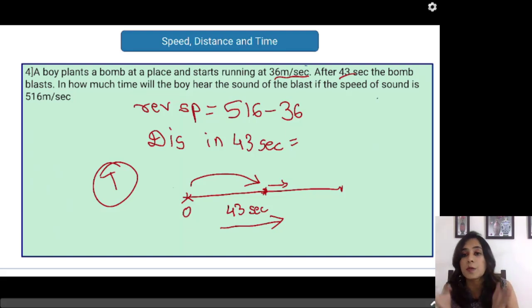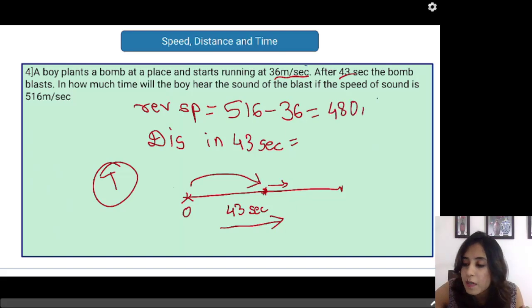In this case, it is the difference between the two speeds because both of them are running in the same direction. So 516 minus 38 comes out as 480. The relative speed comes out as 480 meters per second. And the distance traveled by the boy in 43 seconds is going to be 36 into 43.